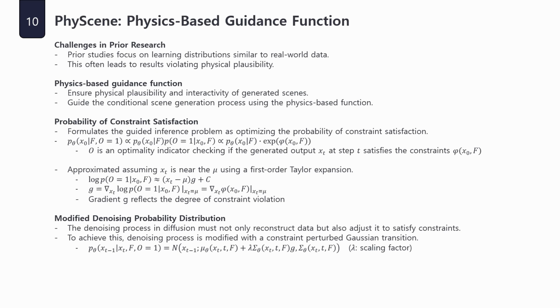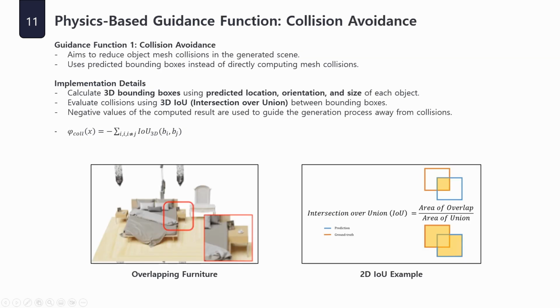In the denoising process of diffusion, it is essential not only to restore the data, but also to adjust it to satisfy the constraint. To achieve this, the gradient g of the constraint is added to the denoising probability distribution introduced earlier. This addition ensures that the restoration process goes beyond merely removing noise, incorporating directional adjustment to satisfy the physics constraint. The physics-based guidance function introduced by the authors is divided into three categories.